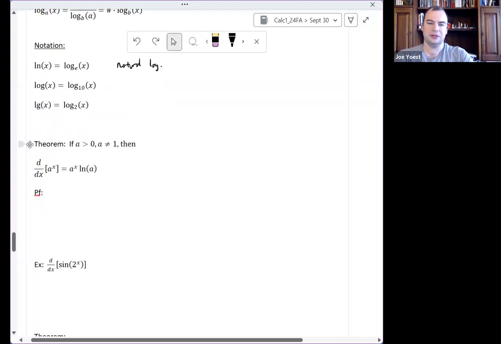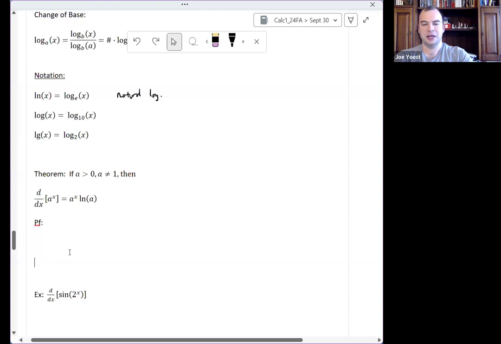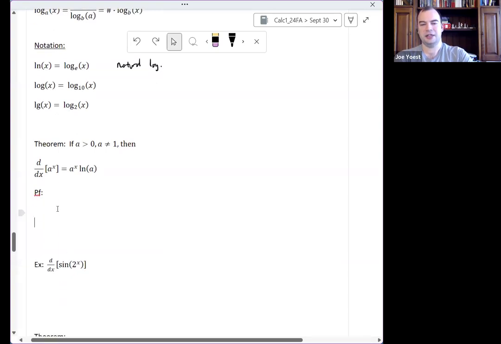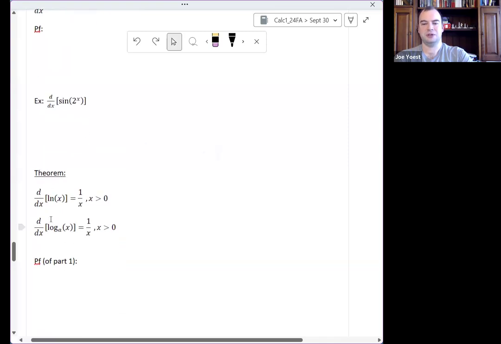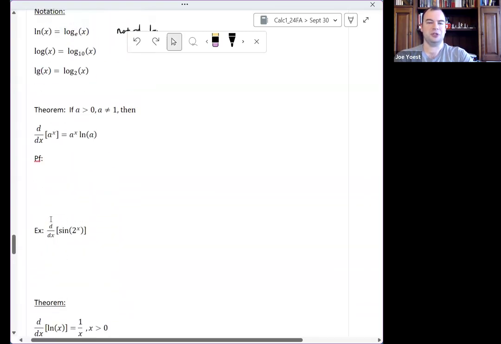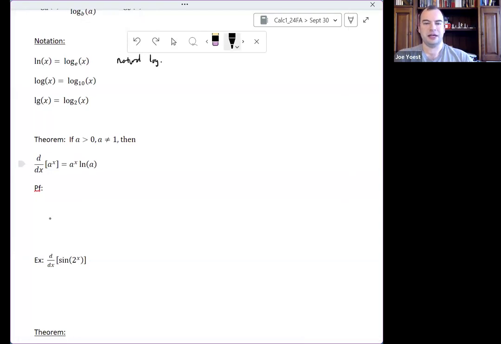All right, let's go through this last theorem, just to kind of wrap up this conversation on logs. And then when we come back, we'll take a look at logarithmic differentiation, things like this, for instance, or some other examples down here. So derivative of a to the x, we're saying, is a to the x times natural log of a. Remember, derivative of e to the x is just e to the x.